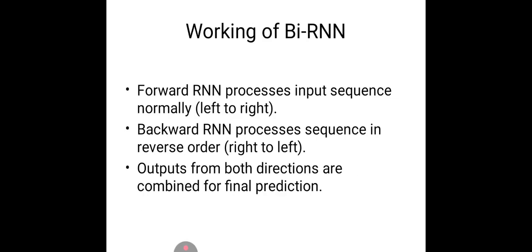And the working of bidirectional RNN: first it uses the forward RNN, which reads the sequence normally, and then the backward RNN, which reads the same sequence in reverse. Both the outputs are computed separately, and finally both the outputs are combined at each time step. So this gives the network a complete understanding of the input sequence.